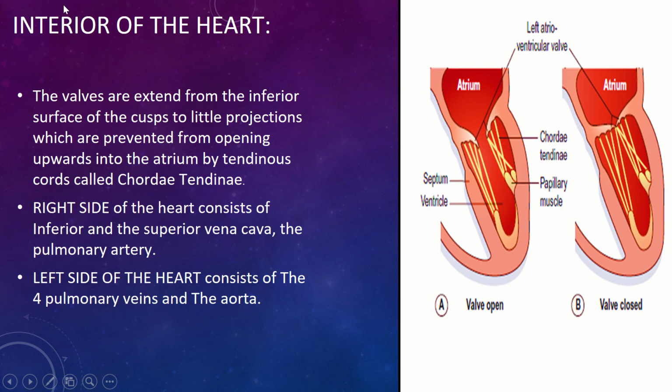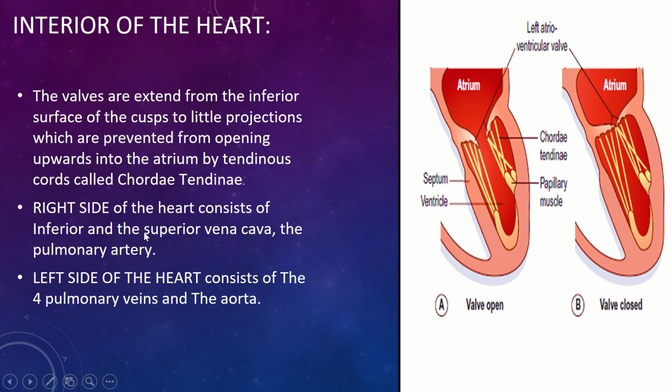Inside the heart, the valve cusps extend from their inferior surface into little projections, which are prevented from opening upward into the atrium by tendons called chordae tendineae. Here you can see the chordae tendineae. These prevent the atrioventricular valve from opening backward. When the valves are open, these are relaxed and pulling down, and when the valves are closed, these chordae tendineae are extending.